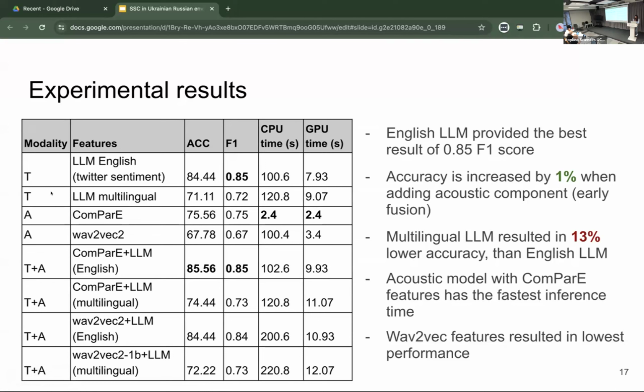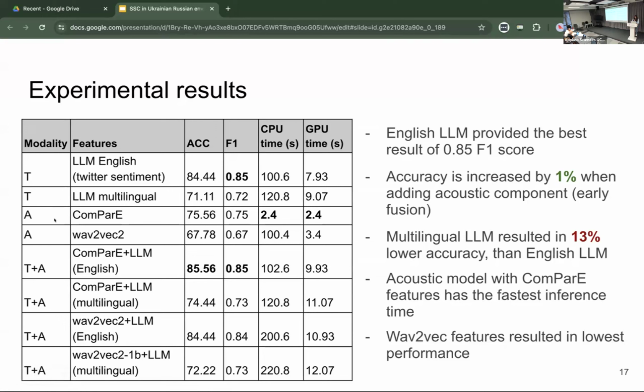If we take the multilingual LLM, for which we used transcription in original languages, we can see that it resulted in 13% lower accuracy than English LLM. But this model was not specifically trained to classify sentiment.